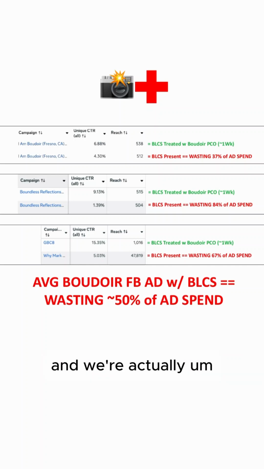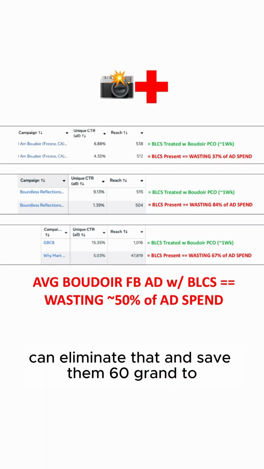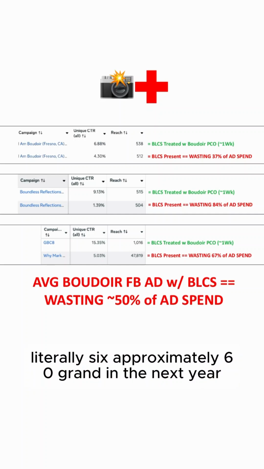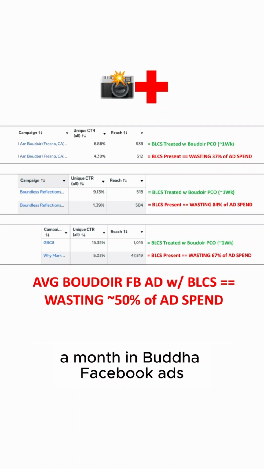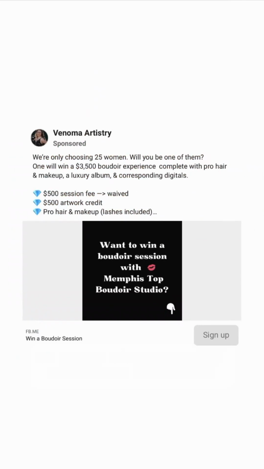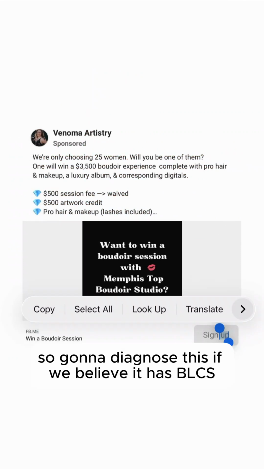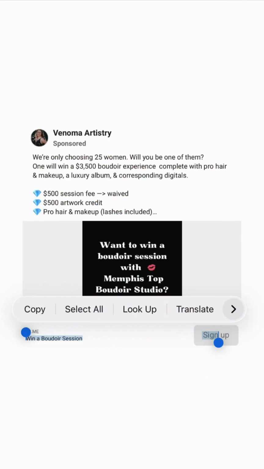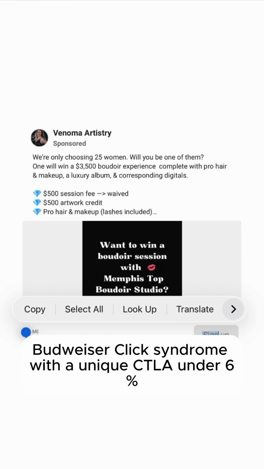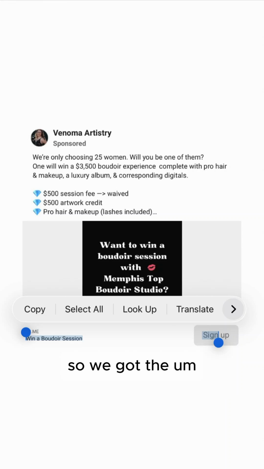And we can eliminate that and save them approximately 60 grand in the next year if they're spending at least 10 grand a month on Boudoir Facebook ads. So, I'm going to diagnose this, see if we believe it has BLCS, Boudoir low click syndrome, with a unique CTRL under 6%.